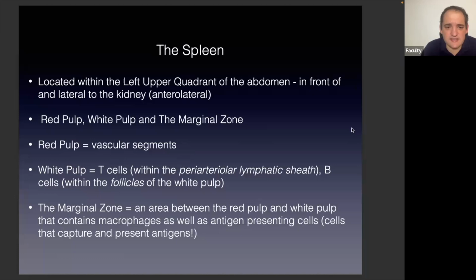But there's T cells that are within that sheath, but then we also have B cells, which are within the follicles of the white pulp itself. So you can see the spleen is really associated with both T cells and B cells. But then we get to the marginal zone, and the marginal zone is a little bit like the highway of the spleen, if you will. It's an area between the red pulp and white pulp, and it contains a lot of macrophages, actually. Macrophages are a type of white blood cell. And the marginal zone is really rich in macrophages as well as antigen presenting cells.